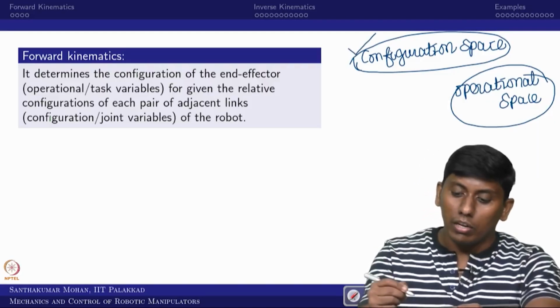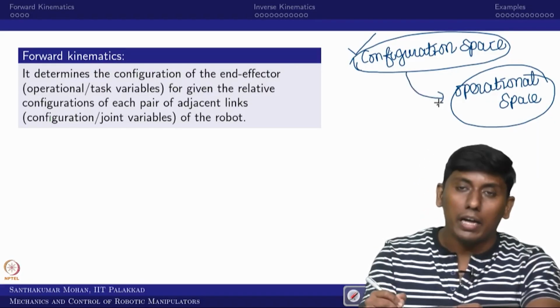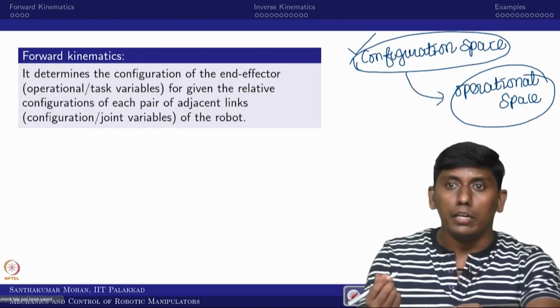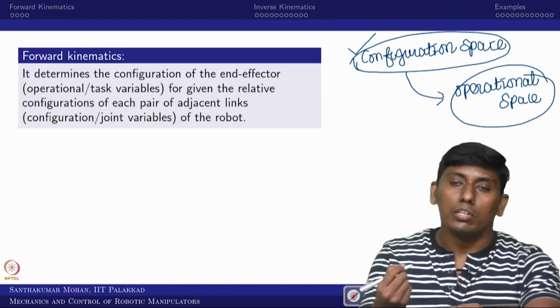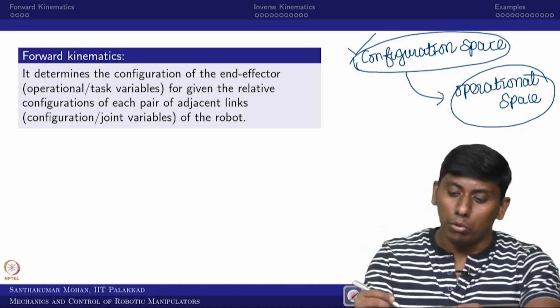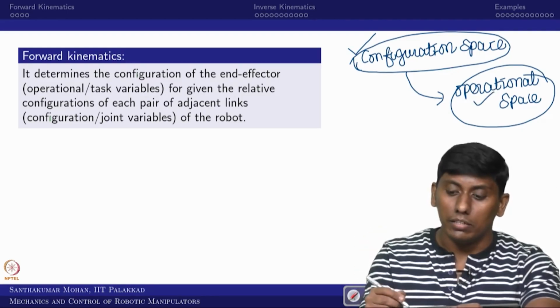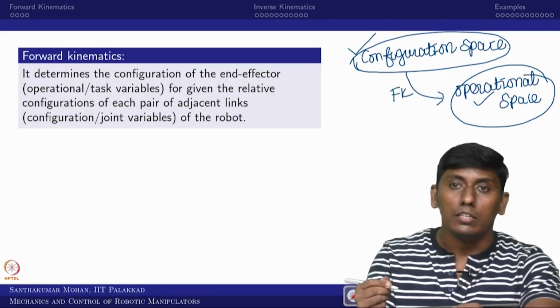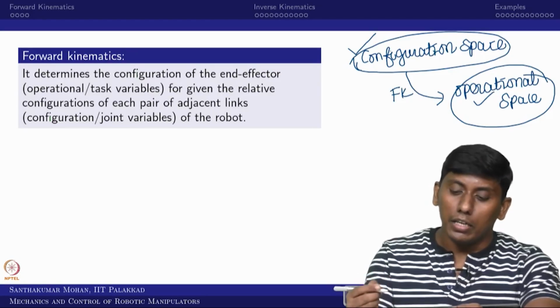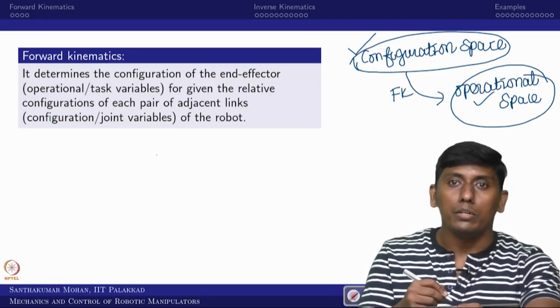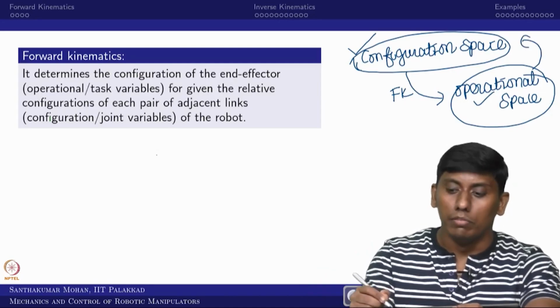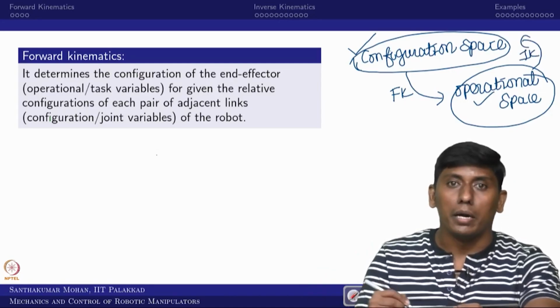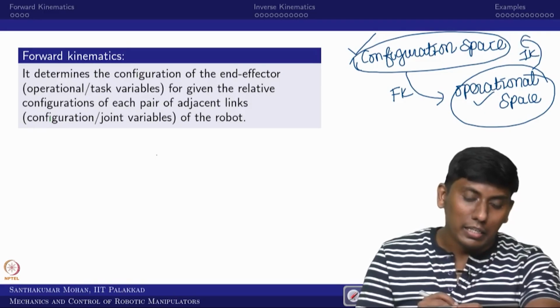If the joint information is given, can I find where my arm is? That is the operational space, in the sense of forward kinematics. Whereas the other way around, I fix my arm and try to see how my joints are arranged. This is the inverse side, so we call it inverse kinematics.